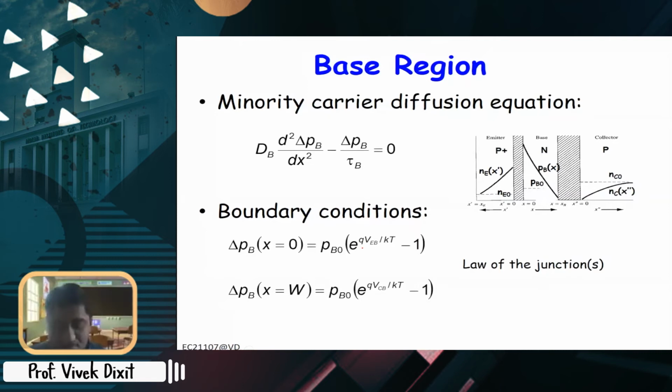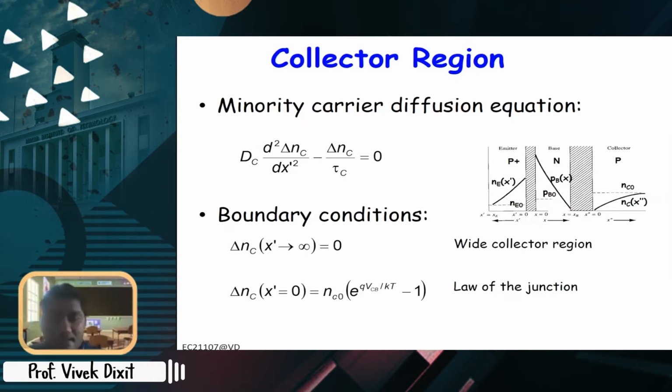The same equation is solved for the base region. Here the boundary condition is slightly different. At the base-emitter junction, it is given by the base-emitter voltage, QV by KT. At the base-collector junction, it is given by the base-collector bias, that is QV_CB by KT. And similarly for the collector region, at the base-collector junction, the value is given by the base-collector bias, of course as infinite.